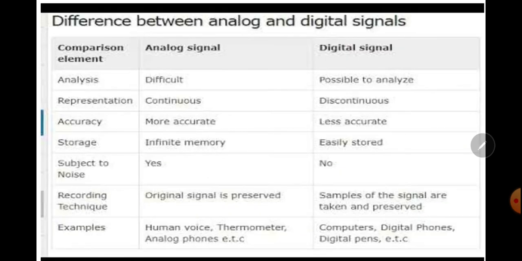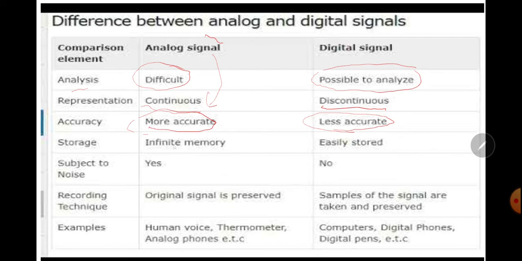Now a comparison. If you make analysis, analog quantities are difficult to analyze. Digital signals are possible to analyze. Representation: digital are discontinuous and analog are continuous. Accuracy: analog quantities are more accurate, digital quantities are less accurate. Infinite memory: analog quantities have infinite memory. Subject to noise: analog yes, digital no.